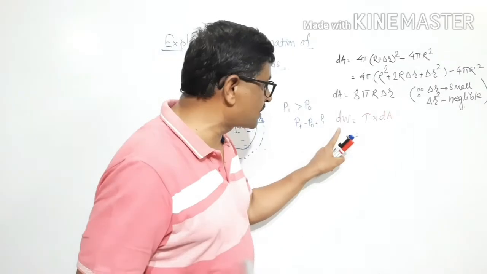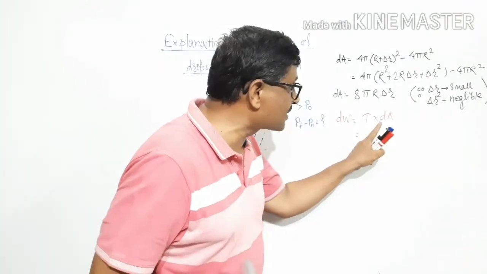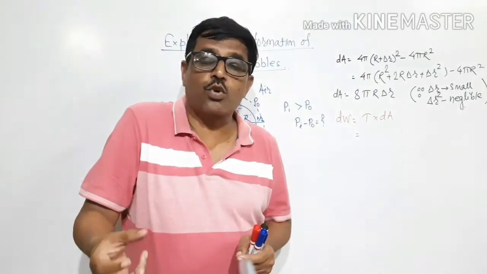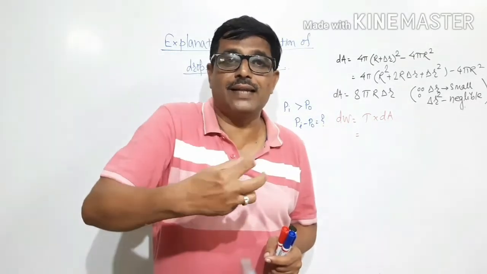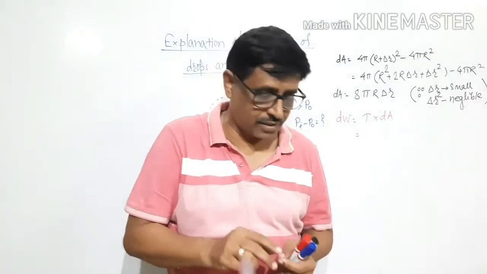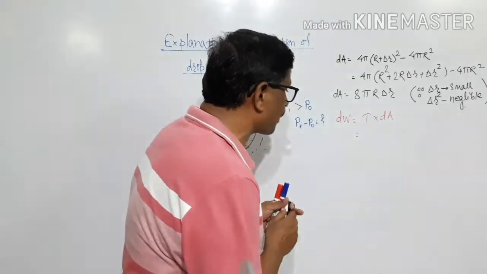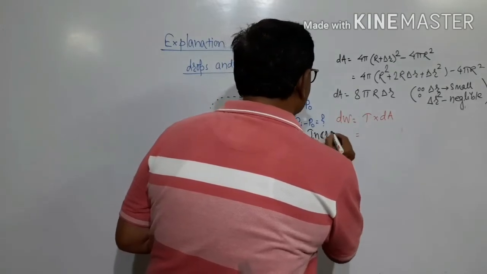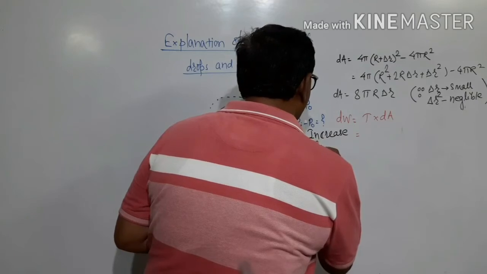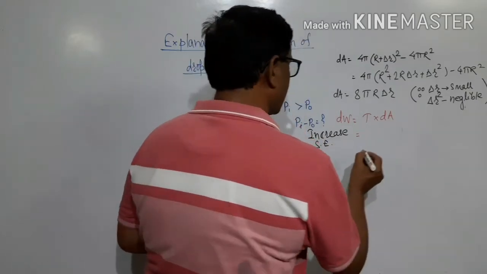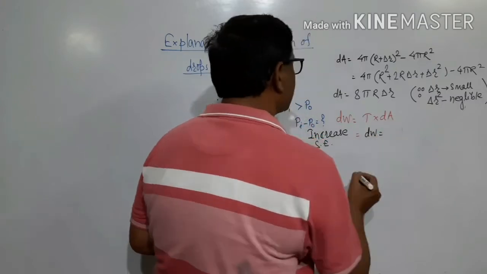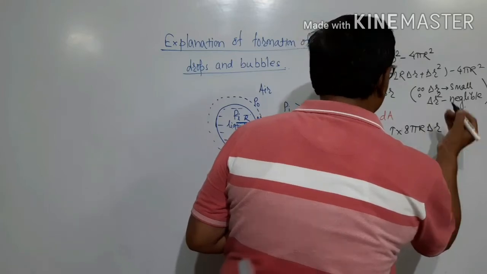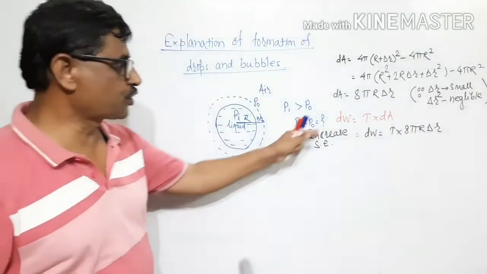This much work done is required to increase the surface area by dA, and this much work done is stored in the form of energy, and that energy is the surface energy. Therefore, the increase in surface energy is equal to the work done, which is equal to T into 8 pi R into delta R. This much is the work done.